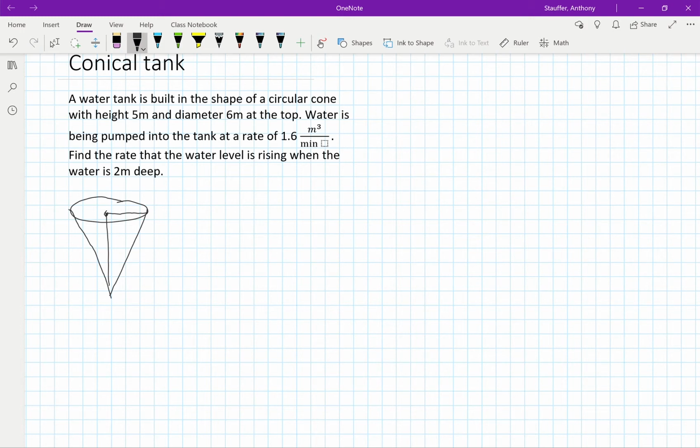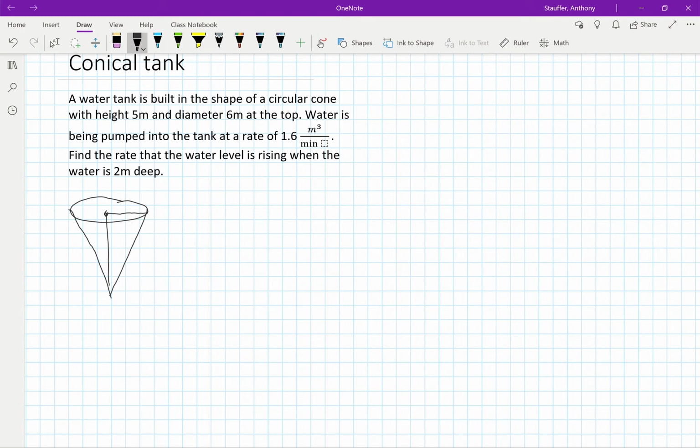A water tank is built in the shape of a circular cone with height 5 meters and diameter 6 meters at the top. Water is being pumped into the tank at a rate of 1.6 meters cubed per minute. Find the rate that the water level is rising when the water is 2 meters deep.